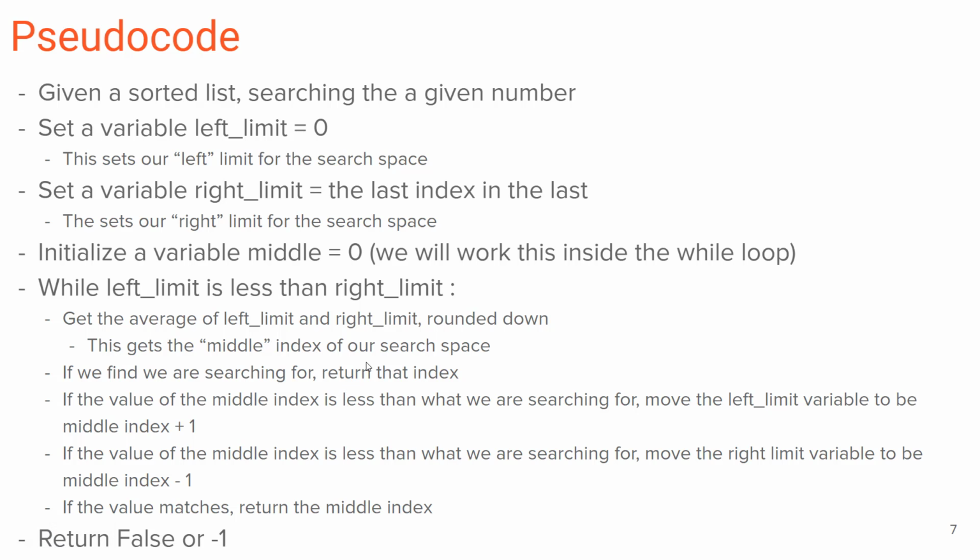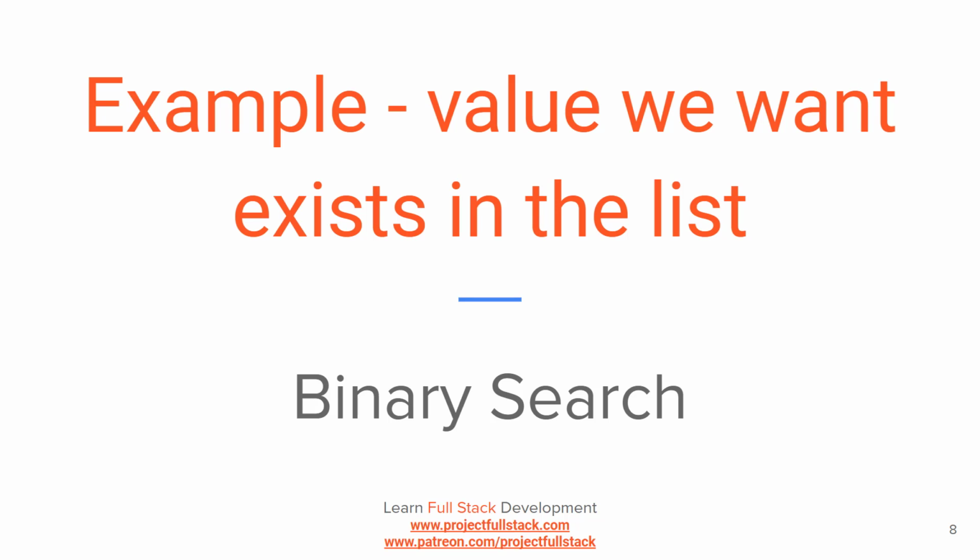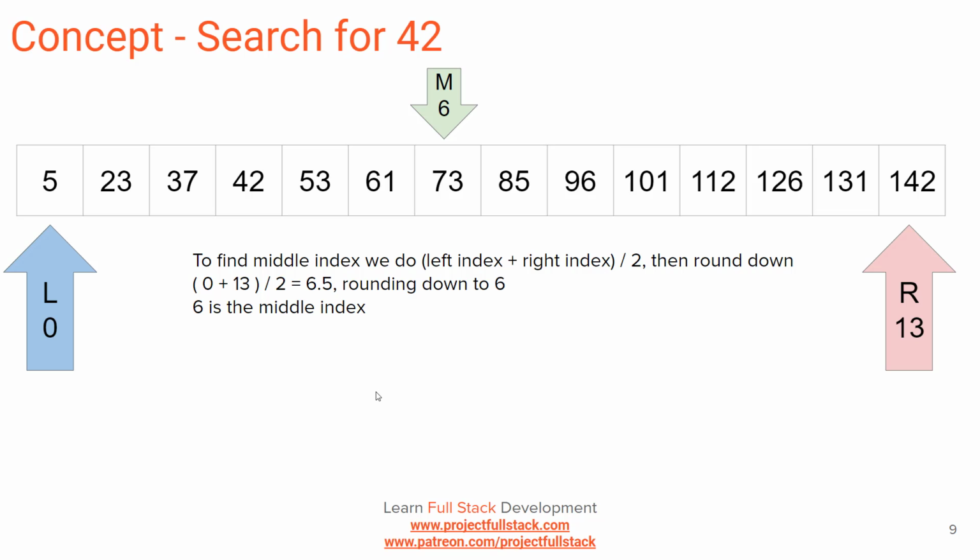So let's look at what this actually looks like. All right, this is going to be where the value we want exists in the list. So we're actually going to find the value in the list. Then we'll do an example where it doesn't exist.